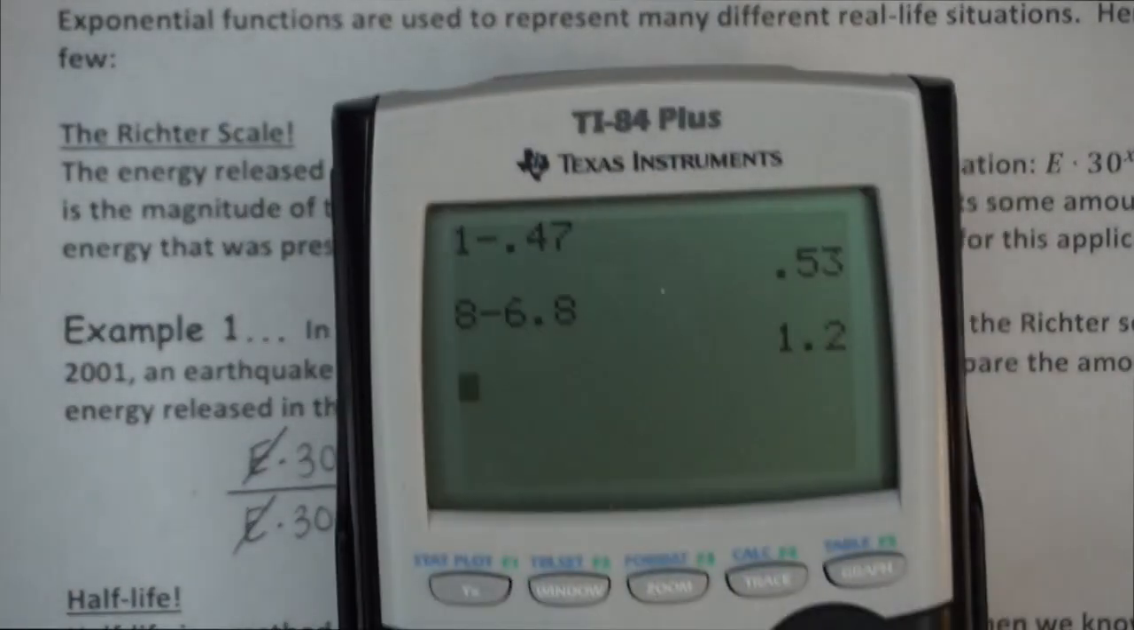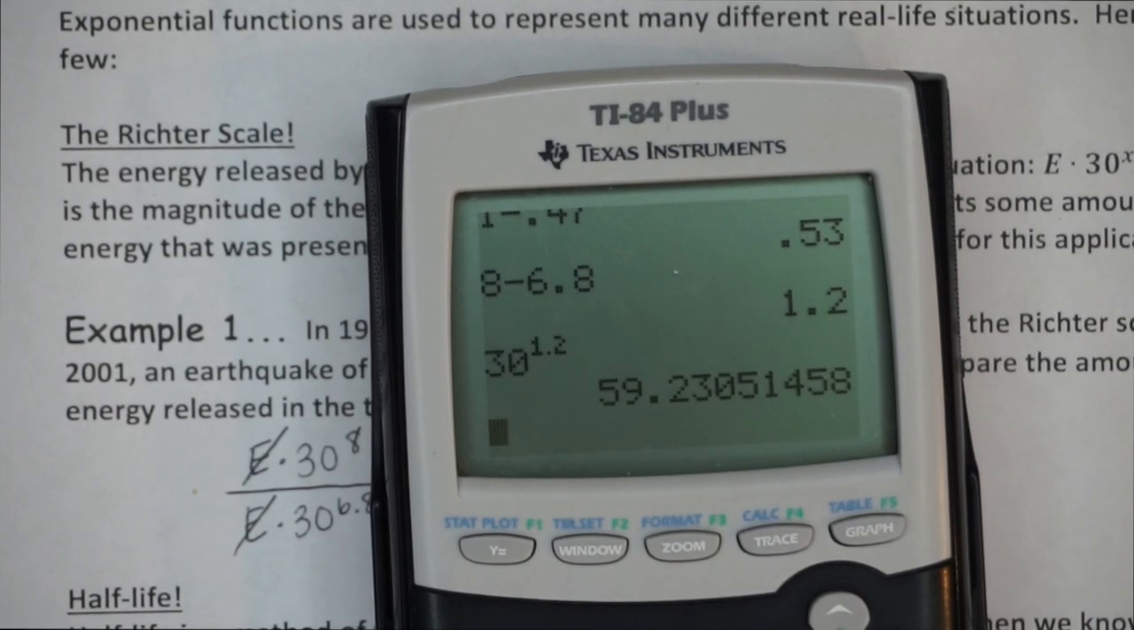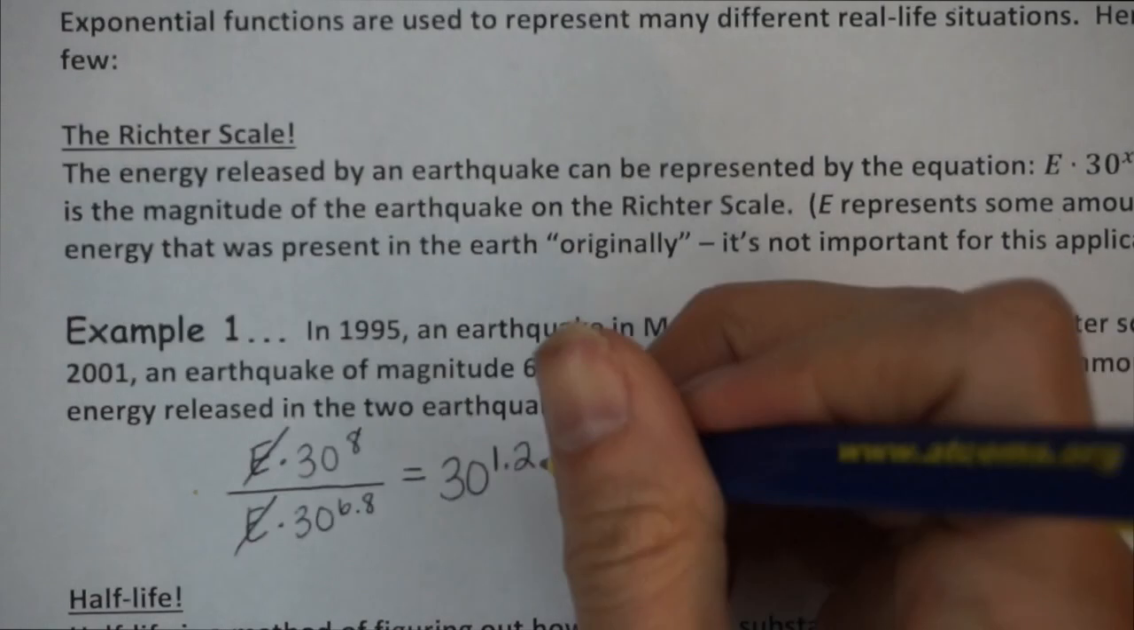Now, let's actually see how much that is. 30 raised to the power of 1.2 gives us 59.23, rounding it off.